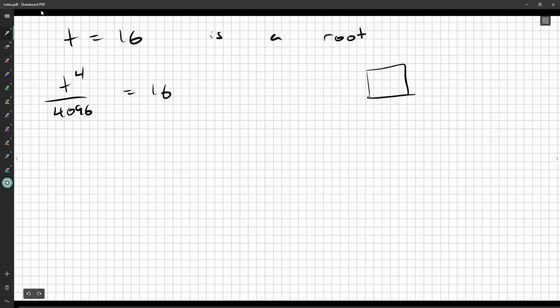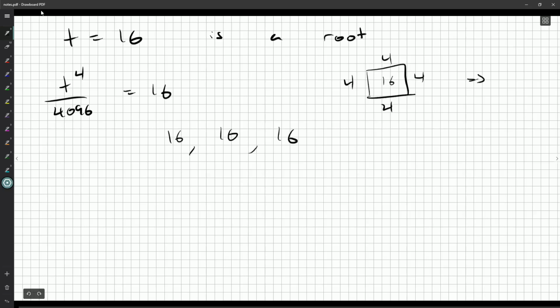Now, does that make sense? Because what would we have? The first term would be t to the 4 over 4096. That would be 2 to the 16 divided by 2 to the 12, which would be 2 to the 4. So this would also be 16. And if I have a square of area 16, then the side length is 4, and the perimeter is then going to be 4 times 4, which is also 16. So yes, we do get an arithmetic sequence with 16. Well, that's kind of nifty.